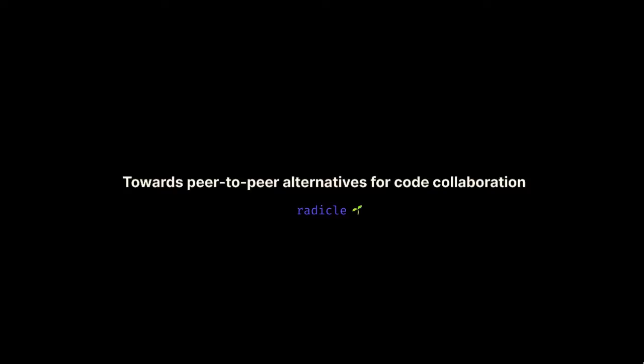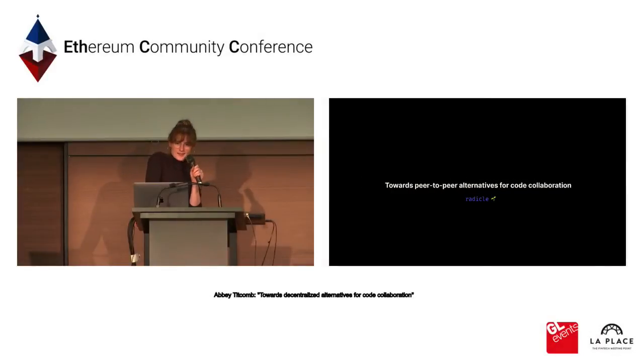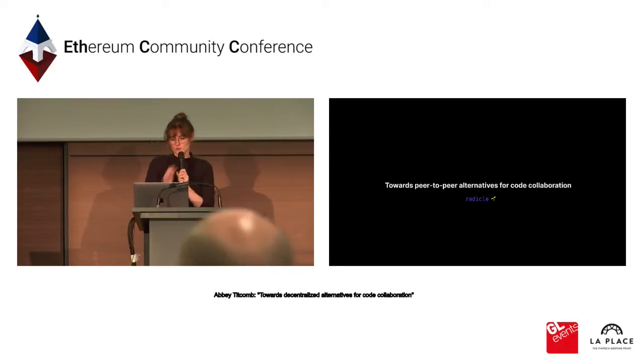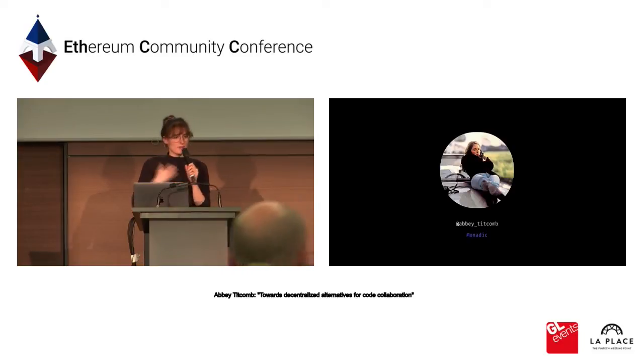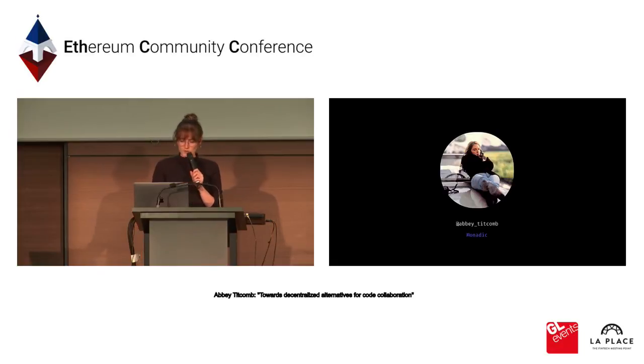Hi, everybody. Thank you for coming. I really appreciate it. I'm here to chat with everybody about peer-to-peer code collaboration and actually the journey towards peer-to-peer alternatives to code collaboration. So to start off, my name's Abby. I'm a full-time contributor at Monadic, and I work on the Radicle project, which is building a secure peer-to-peer network for code collaboration. So I do all things product, all things community, all things talking. So I'm excited to talk to you guys today about what we're building at Radicle.